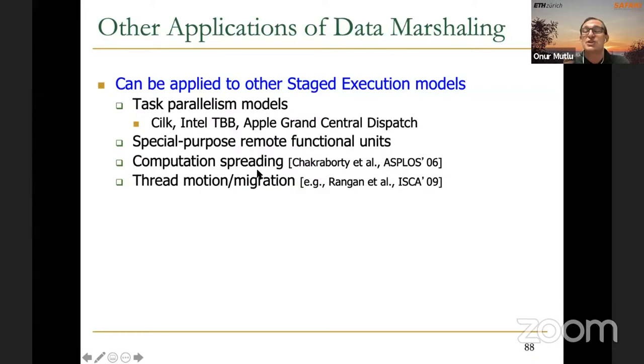Some sort of computation is executed on a specific type of core. For example, computation spreading, I believe, says that system level code, like operating system code, is executed on a special core, because the system level code can benefit from that because of the data locality, et cetera. It's a form of stage execution, basically. Thread motion and migration also does something similar, basically, for code that's more critical and less critical. So basically, the idea can be applied to many other stage execution models that we didn't consider.